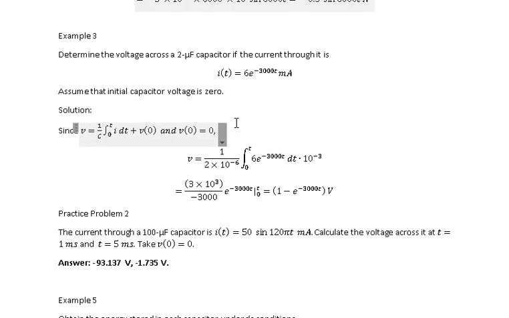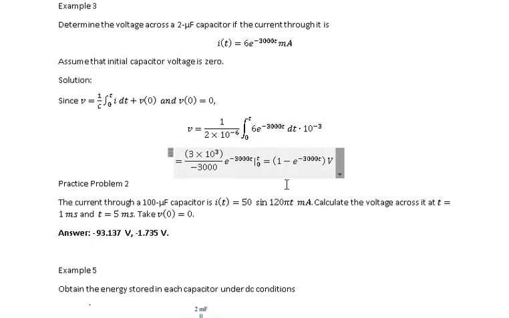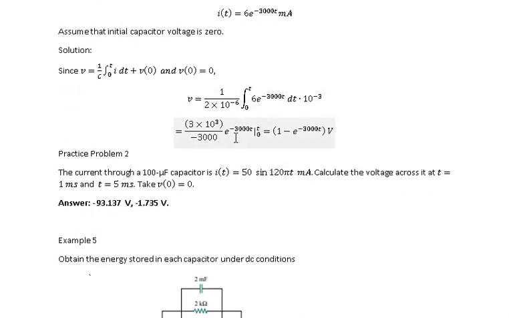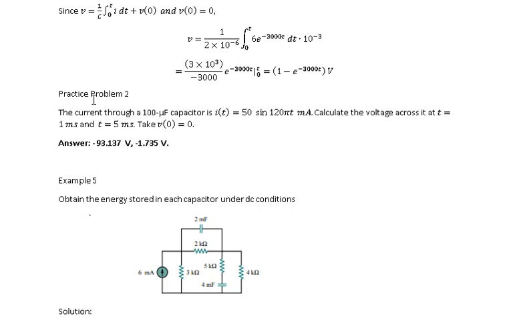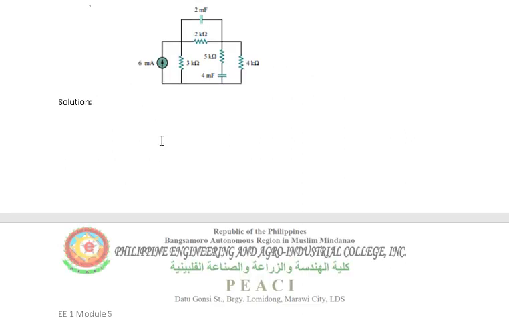Then take note here that given that the initial voltage at the capacitor is zero, this V sub 0 here is equal to zero, as it's being stated here. Now, substitute the value of current inside the integral, then integrate it, so you would have this value. Okay, so we have here the practice problem, so kindly answer this one.